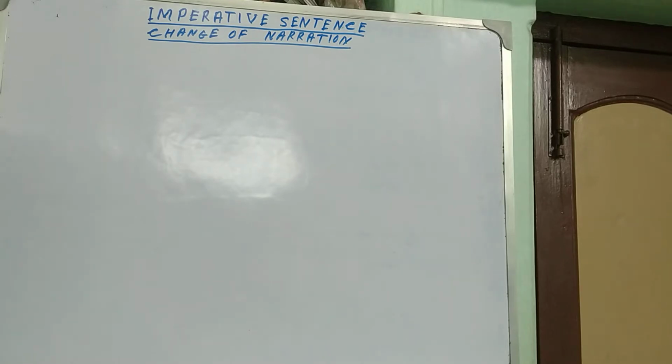And we are going to change from direct to indirect speech of imperative sentences. You know that an imperative sentence generally begins with the verb. You should be rest assured that an imperative sentence must begin with a verb. There is an exception, but those exceptions will be discussed later. Let us start.